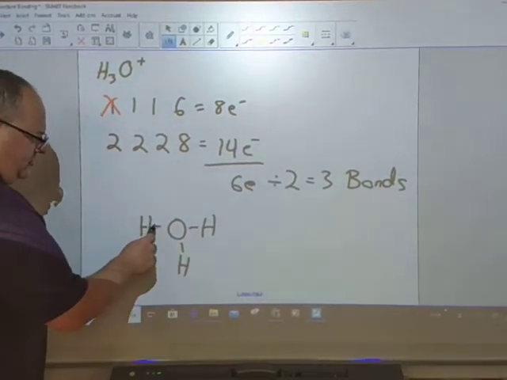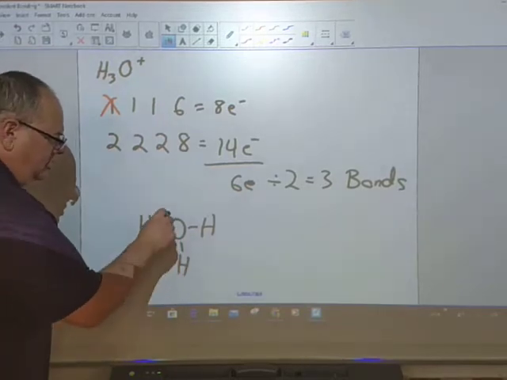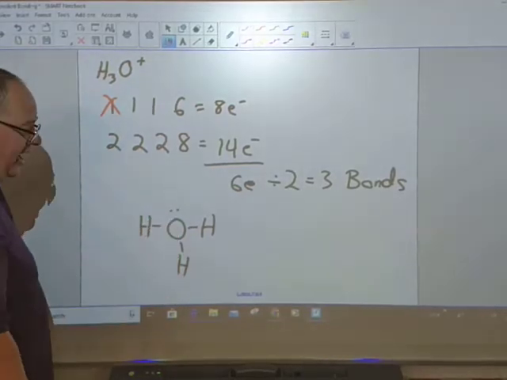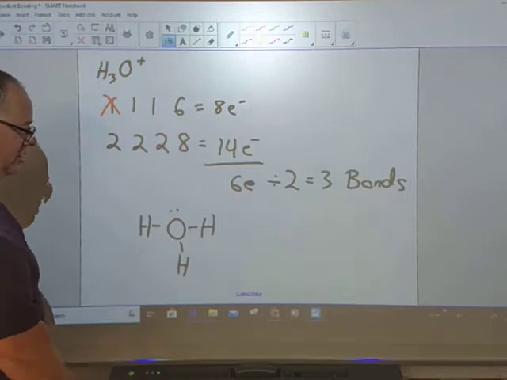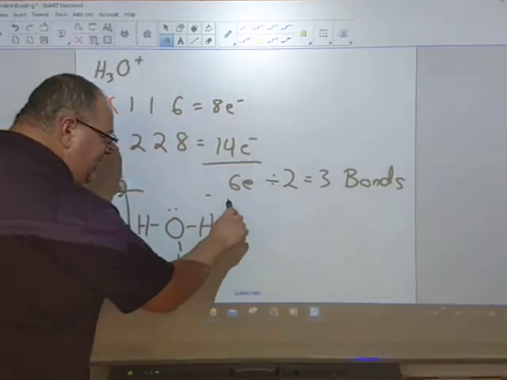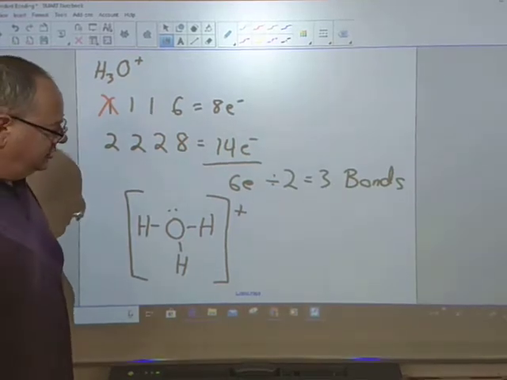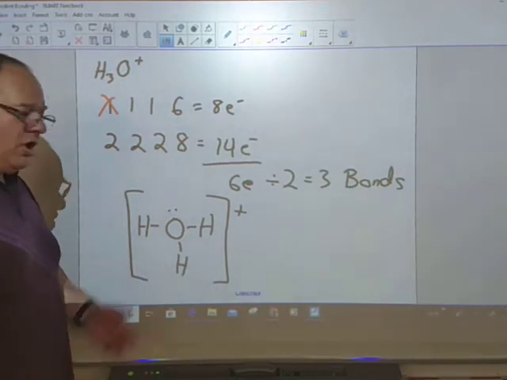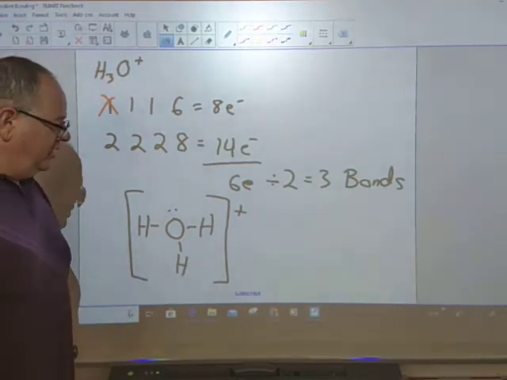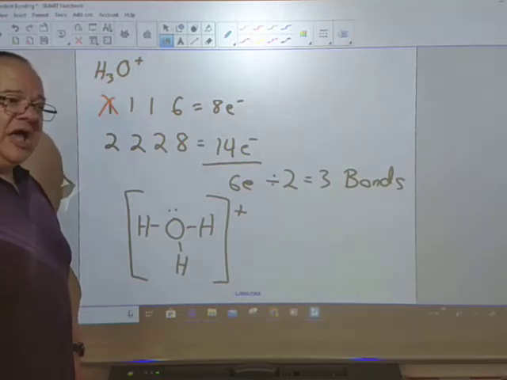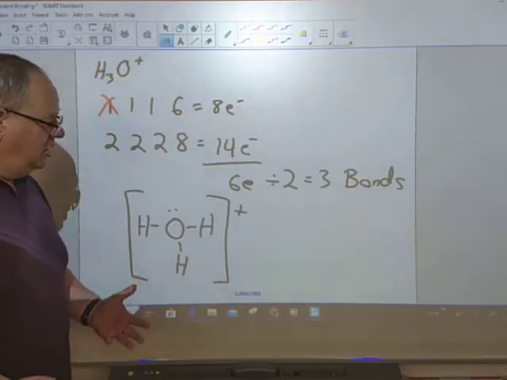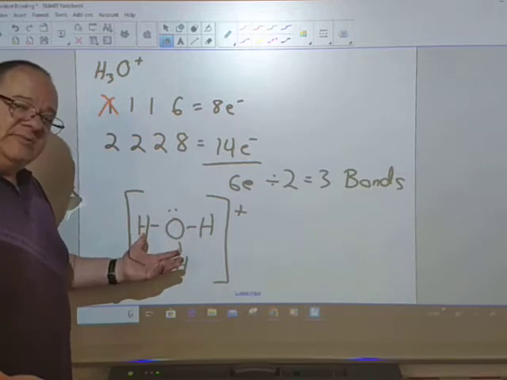Of my electrons, I've used 2, 4, 6 electrons. Oxygen would like 2 more for 8. The hydrogens are all happy. But this guy is not neutral. It's got a single positive charge. That's called a hydronium ion, by the way. And anytime you have an acid, you got some of these around.